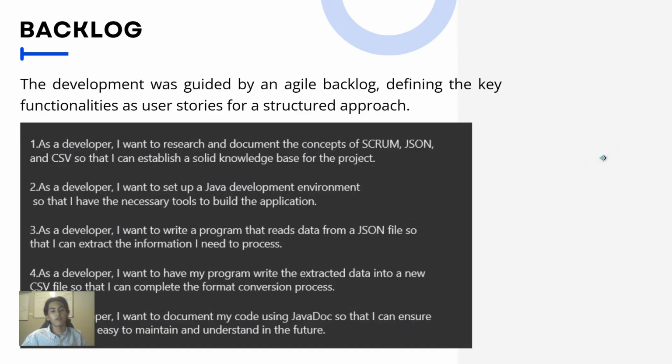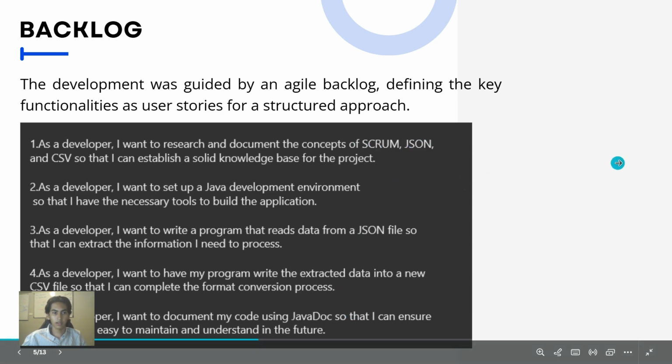The backlog of my project was guided by an agile backlog defining the key functionalities and the user stories for a structured approach. One of my user stories is: as a developer, I want to research and document the concepts for Scrum, JSON, and CSV so I can establish a solid knowledge base for the project. In this case, we have five user stories that we use in the roadmap.